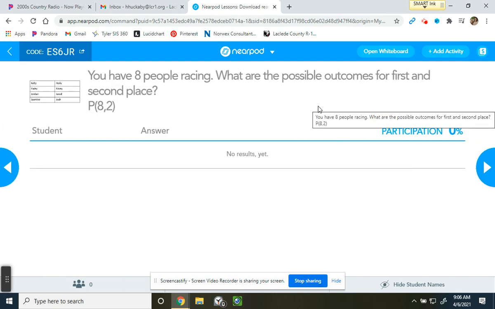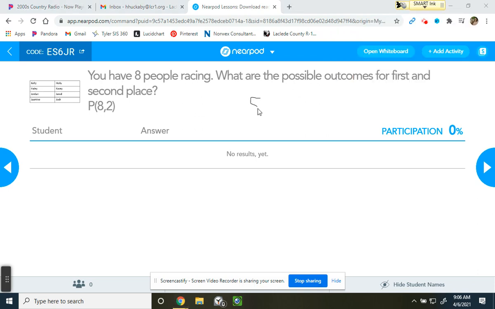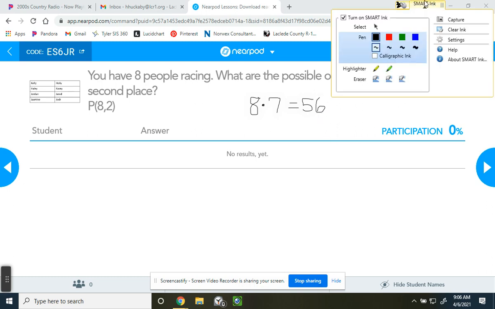Okay, so you have 8 people racing. What's the possible outcome for the first and second place? So they already have this set up for you. So you're just going to start with 8 times, and how many times am I doing this? Just twice. So 7. So 56 different outcomes for people to get first and second place. And that's putting everyone together.